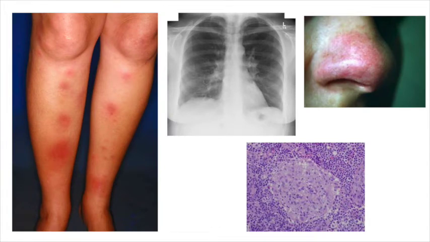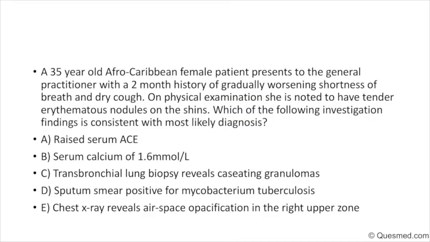On the left you can see erythema nodosum, which looks like nodules, and it tends to be very painful. In the middle you can see bihilar lymphadenopathy, these chunky lymph nodes on each side of the heart in the middle there. On the right hand side, that is lupus pernio affecting the nose, and on the bottom is what you would expect to see when you're asked to look at histology in sarcoidosis, and that is what a granuloma looks like.